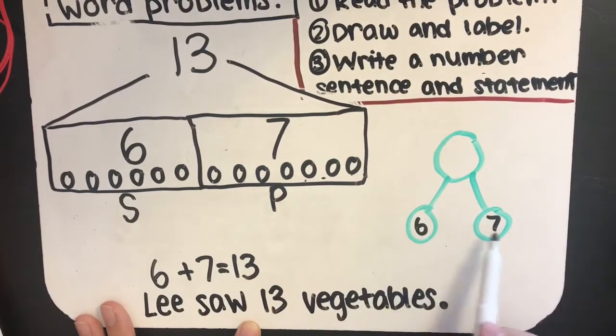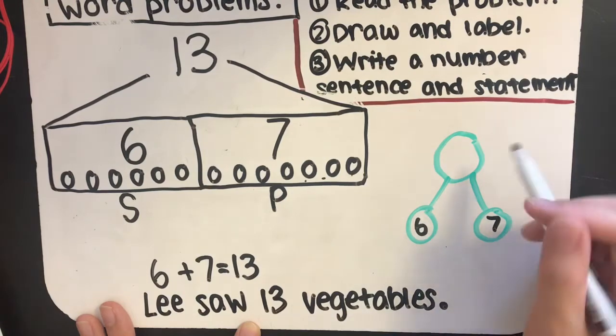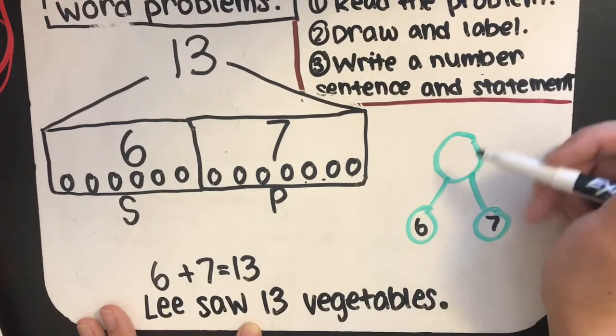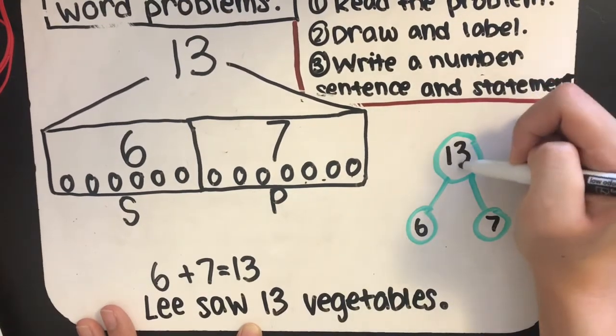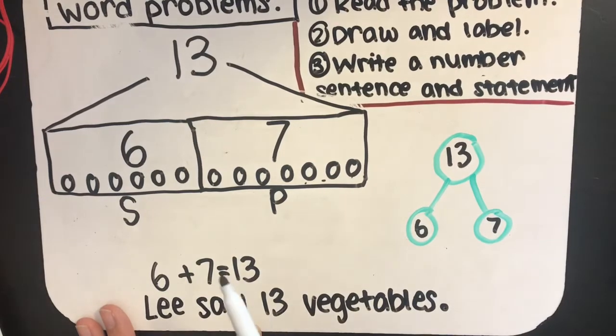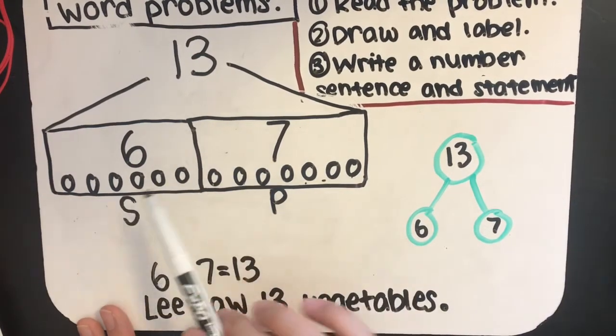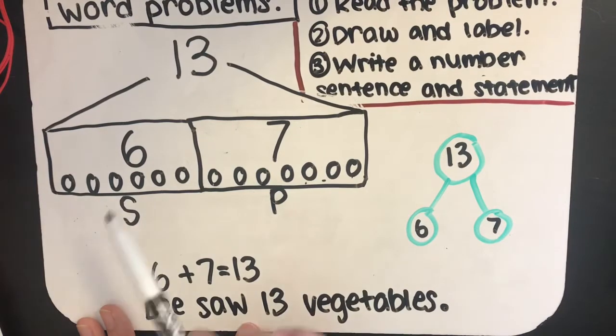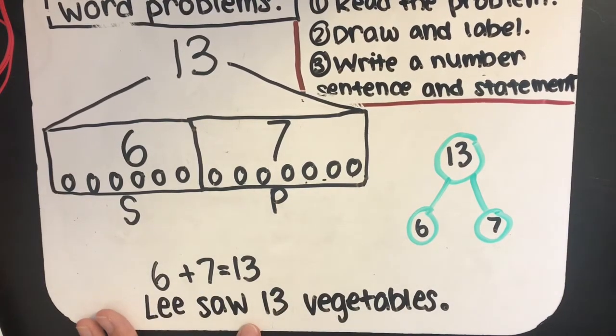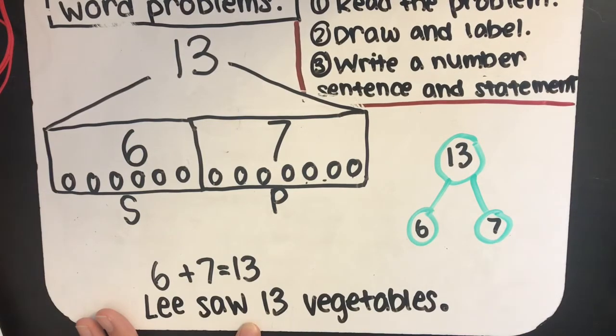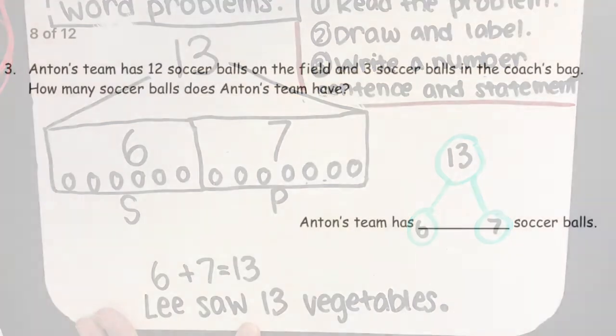And when we add up the 2 parts, 6 and 7, what whole did we get? 13. Oh my goodness. Number bonds and tape diagrams are very similar. The difference is that tape diagrams give us a little bit more space so we can actually add our own drawings as well. Alright, let's erase the board and try another one together.